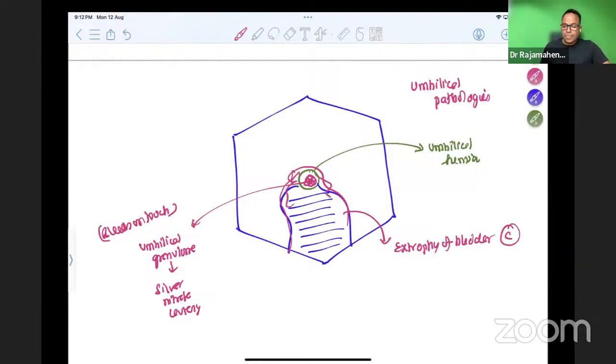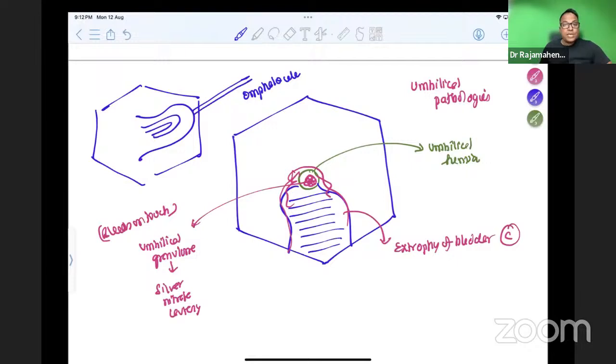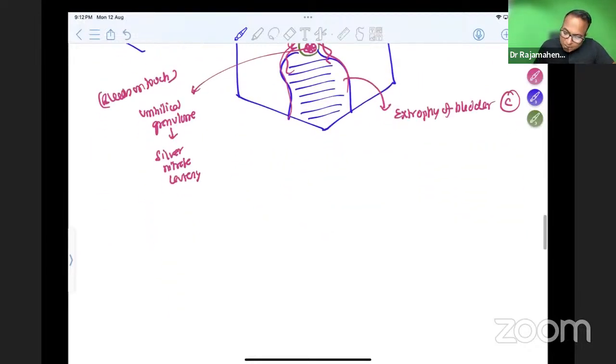Exstrophy of bladder. Another important pathology seen at the umbilicus level: there is a herniation of a membrane with the umbilicus attached to the summit. What is this? Bowel and all are seen below the membrane. This is omphalocele. And what are the other umbilical pathologies?